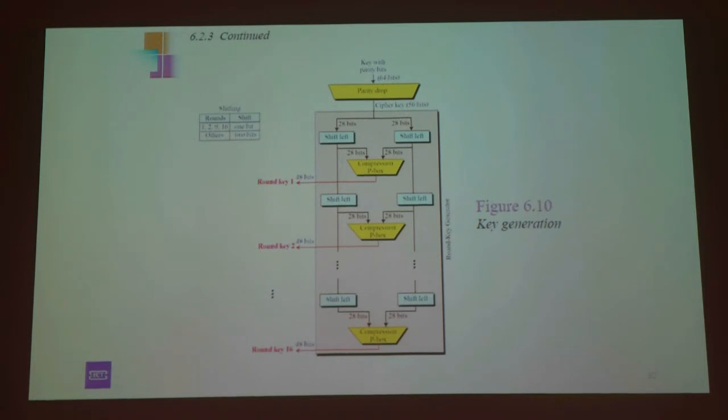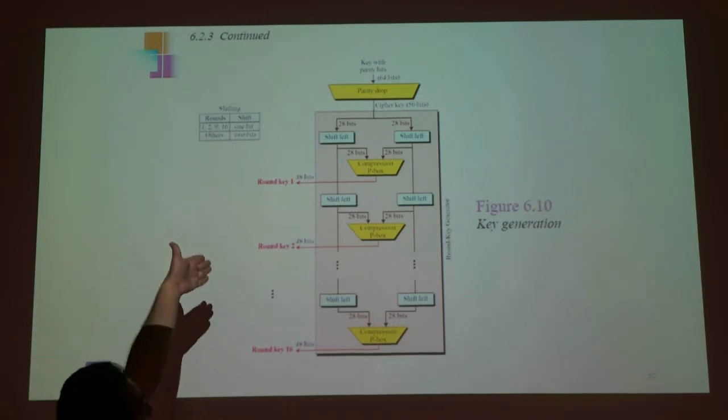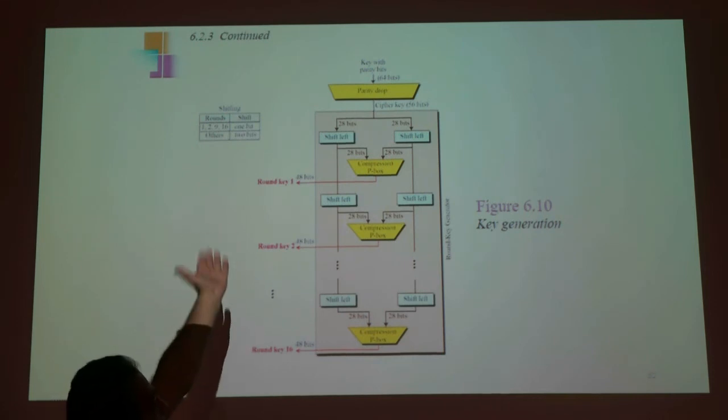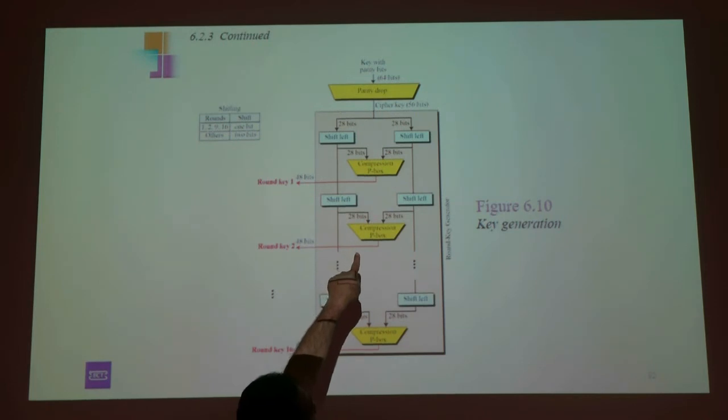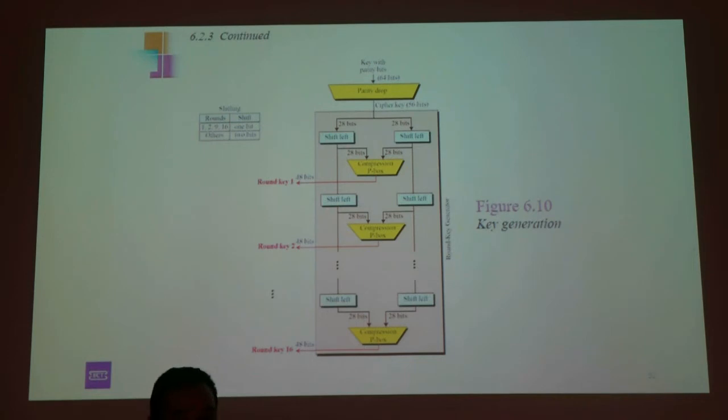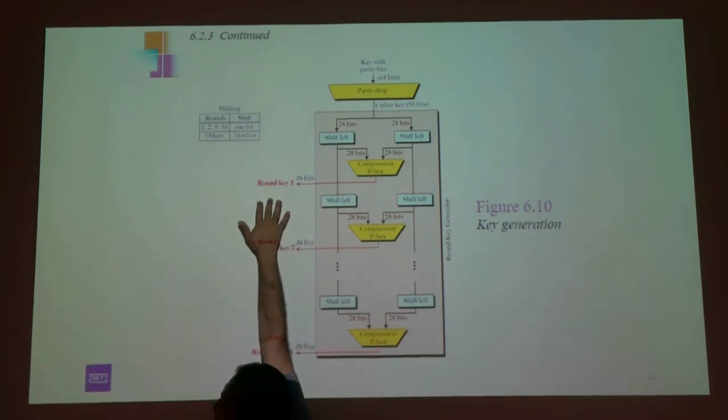Again, we have the input of 28 bits after shifting one time, 28 shifting one time. And then what are we going to have? A compression P-box. The output of this compression P-box will give you 48 bits. So what is this? The first key. It's in here. You see it? The first key. Where does the first key go?